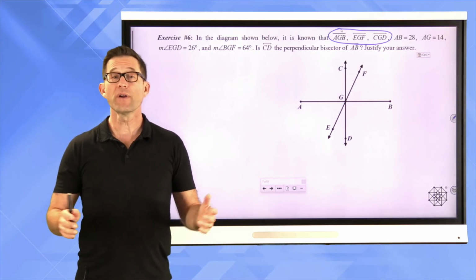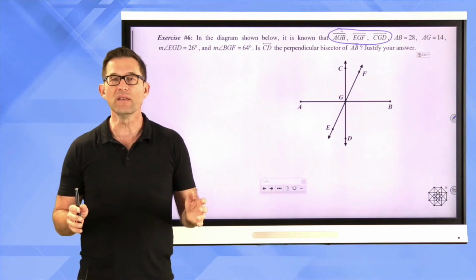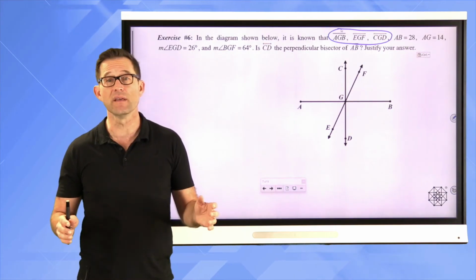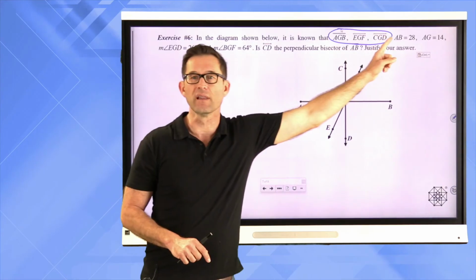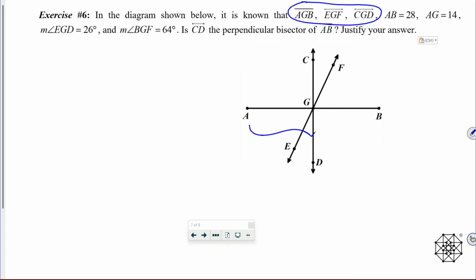All right, well, to figure out whether it's the perpendicular bisector, we have to do two things. First, we have to see if CD bisects segment AB, and we have to see if line CD is perpendicular to segment AB. So I think the first thing I'm going to do is look at this length information. AB is 28, AG is 14. That means that BG must be 28 minus 14, which is also 14. So this has got to be 14.